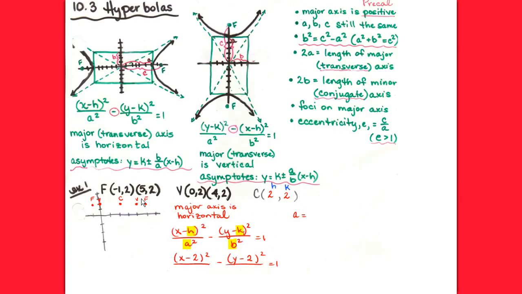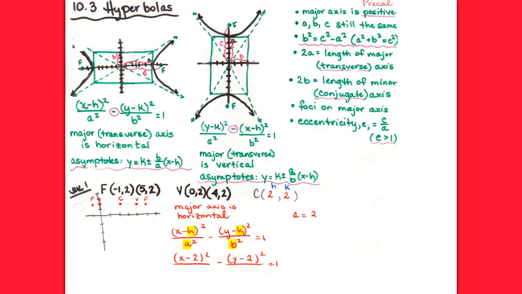All right, so how do we find A? It's the distance from the center to what? The vertex, right. So if I go from my center, which is 2, 2, to my vertex, which is 4, 2, what's that distance? 2, so A is 2. B, I don't know. I don't have enough information about that.